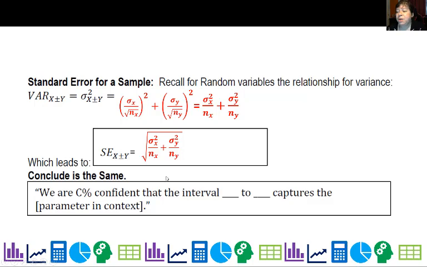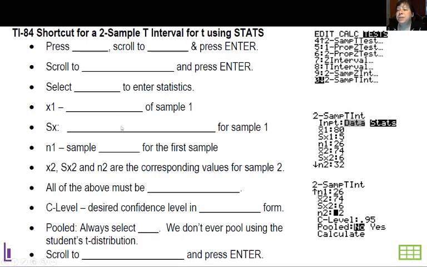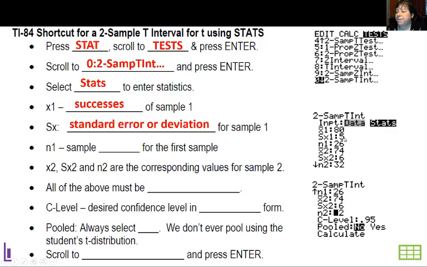Conclude is the same. We are X%, C% confident that the interval blank to blank captures, and remember, parameter and context. So if we're using the calculator to calculate a 2-SampTInt interval using stats, we're going to press STAT and then TESTS. There's 2-SampTInt. Then we select Stats here, and x̄1 is the sample mean, Sx is the standard deviation of your sample, and then your n1 is your sample size, and these are the same, they're corresponding.